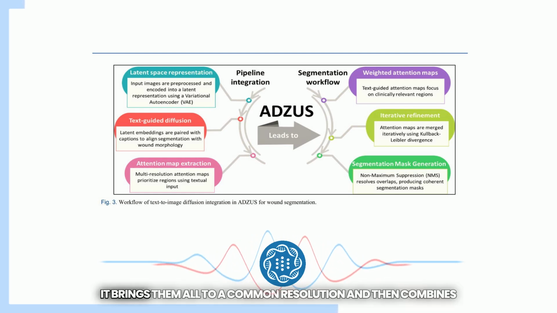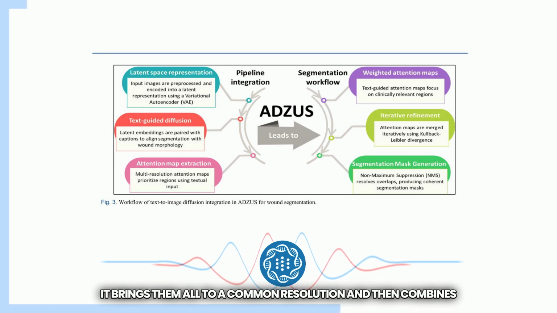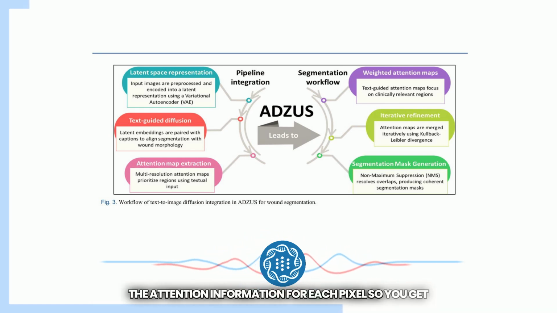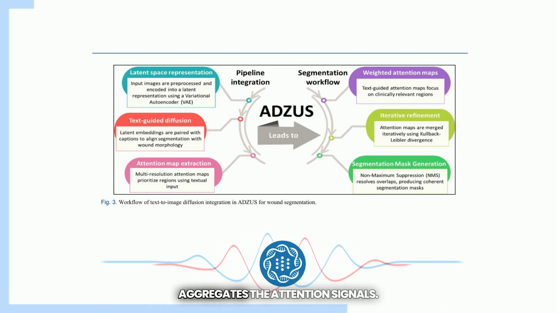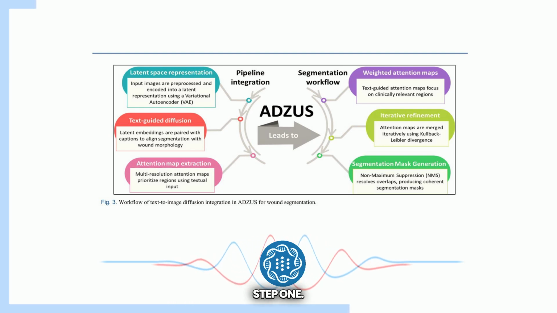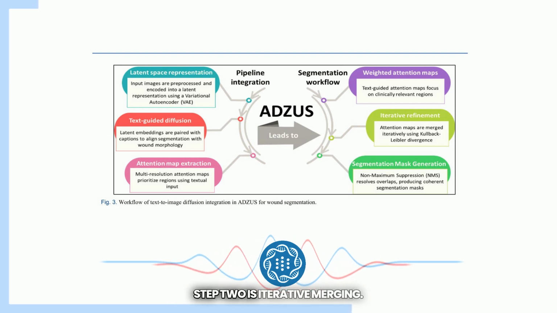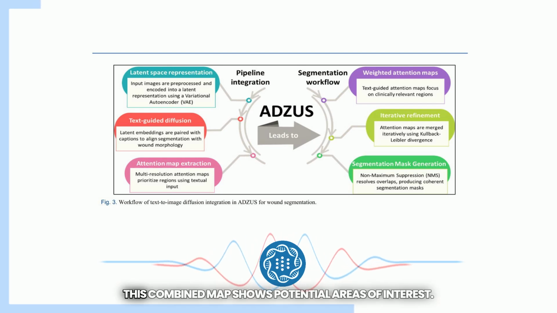Sort of, yeah. It brings them all to a common resolution and then combines the attention information for each pixel. So you get a richer, multi-layered view of the attention landscape. Okay, aggregates the attention signals. Step 1, what's next? Step 2 is iterative merging. This combined map shows potential areas of interest.